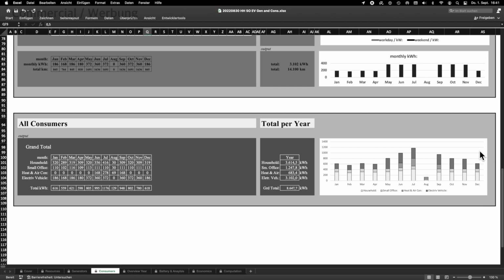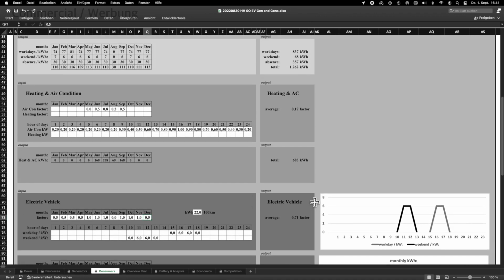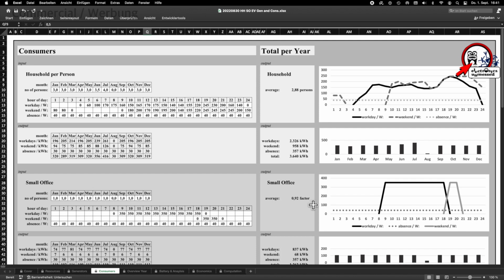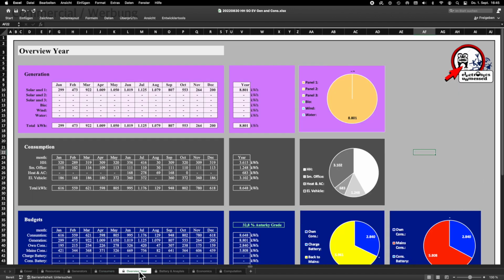Our monthly consumption overview we find on the bottom. We can use this to cross-check with our real consumptions. Next, we go to the sheet Overview Year. We get here a summary of our monthly and yearly generation and consumption. The total generation over the year is slightly bigger than our total consumption. On the bottom we find the key figures that are important for the economics of our arrangement.